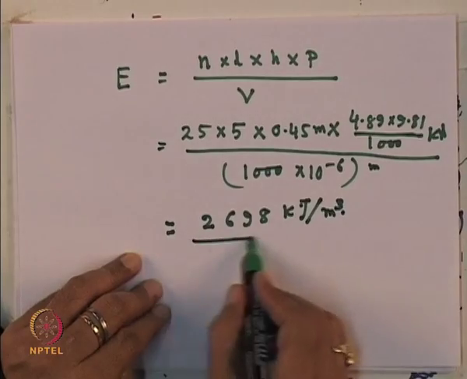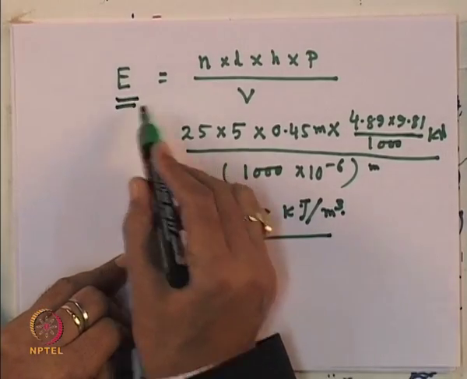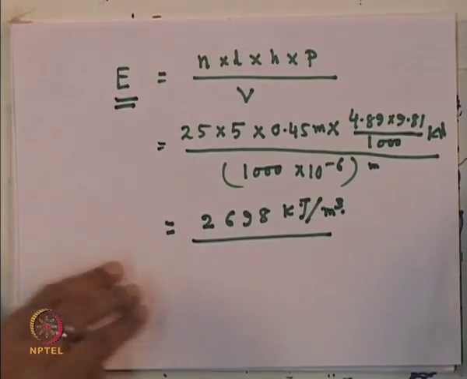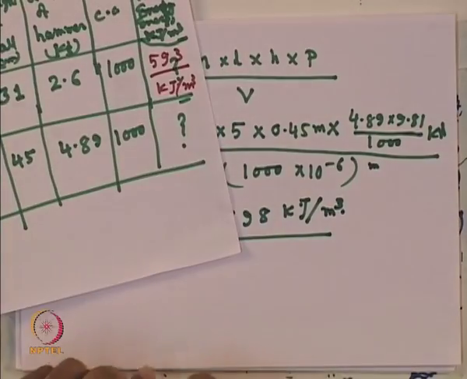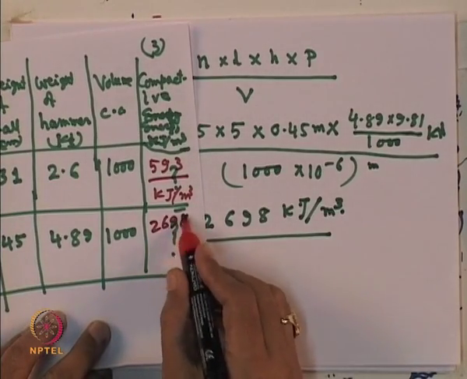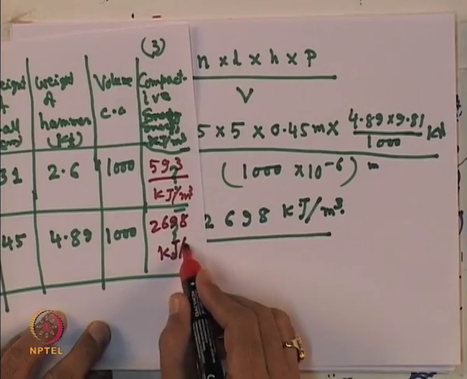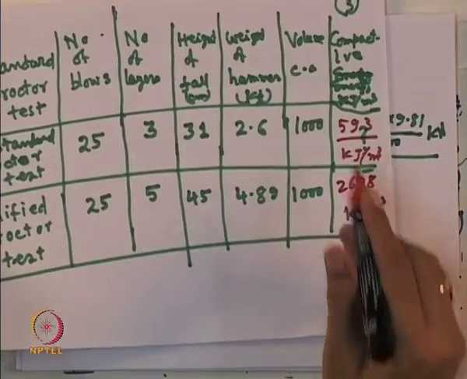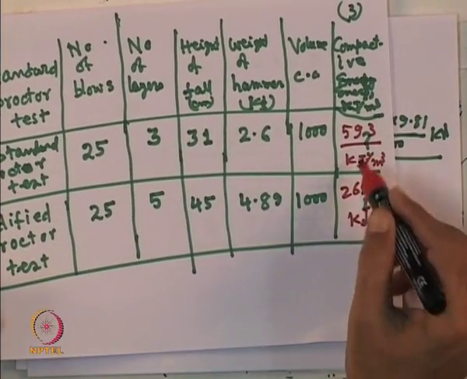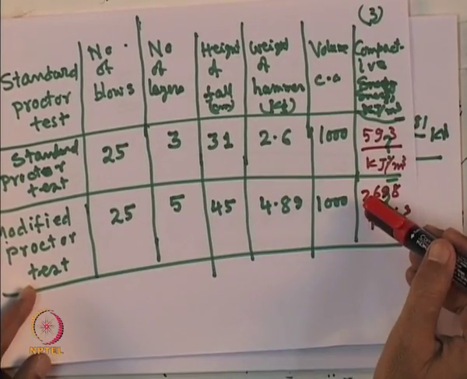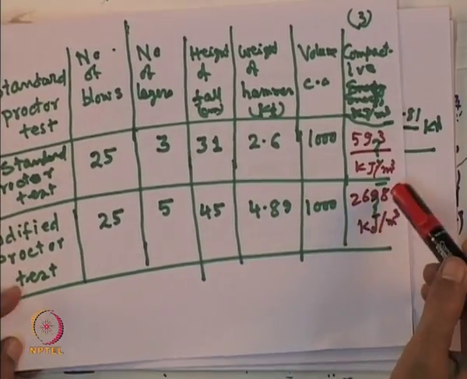So, this is the compactive energy for the modified Proctor test. You can write here, modified Proctor test is about 2698 kilojoule per meter cube. So, you can see the effect of increase in compactive energy on a compacted soil.